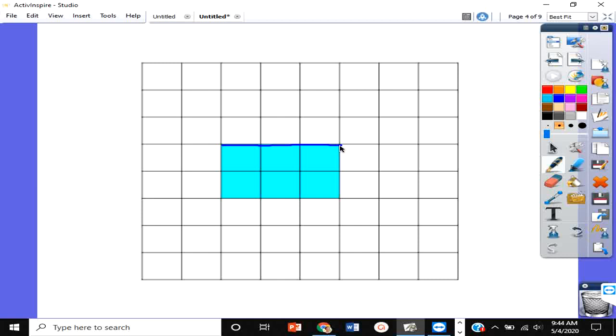I notice that it has 1, 2, 3 square sides. So the distance for this side is 3 units. Let's go onto our next side. My next side, I'm going to count my square side lengths, which is 1, 2. I have 2 units on this side.